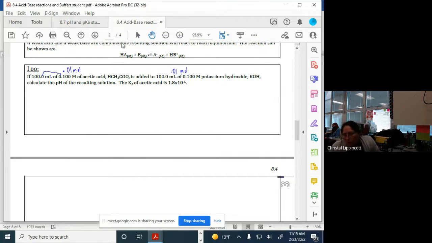So when I have this going on, okay, I'm going to take my 0.01 moles of acetic acid. I'm going to divide it by my 0.2 liters. That's going to give me my molarity of my HA. Okay. So that's going to give me 0.05 molarity.